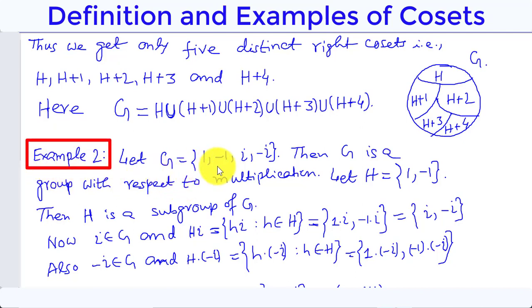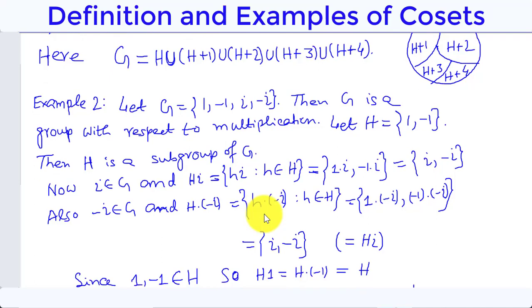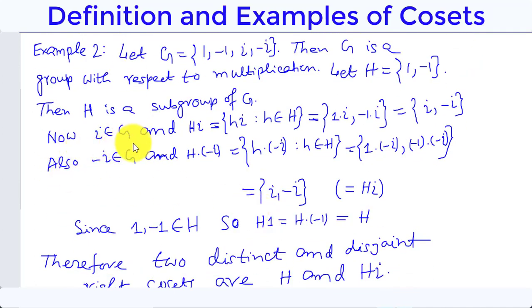Example 2. Let G be equal to {1, minus 1, i, minus i}, that is, G is the fourth roots of unity. Then G is a group with respect to multiplication. Let H be equal to {1, minus 1}. Then H is a subgroup of G. Now i belongs to G, and Hi is equal to h into i, such that h belongs to H. This is equal to 1 into i, comma minus 1 into i. This gives minus i. So right coset Hi is equal to {i, minus i}.